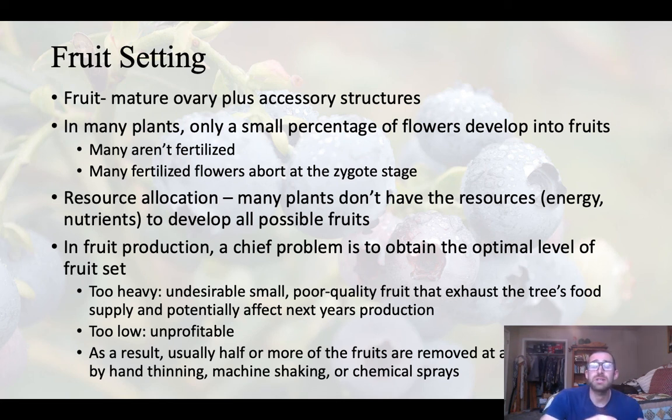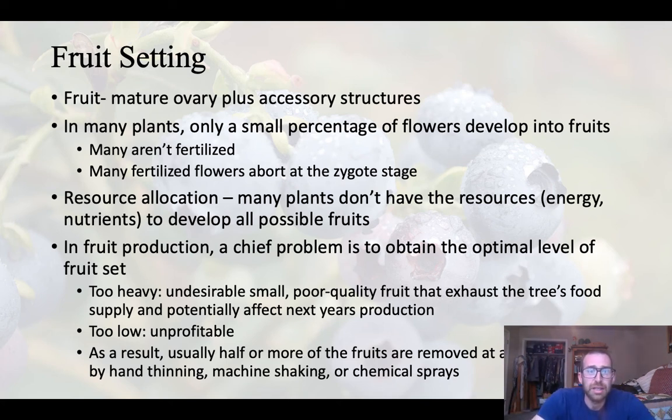One of the reasons this happens is because your plants may not have all the resources in terms of energy or nutrients to develop all possible fruits, right? It takes a lot of energy. There's a lot of resources that have to go into fruit development. And if you have too many fruits that you're trying to develop with your plant, you may overrun your resources, and either the plant may die or your fruits are going to suffer.